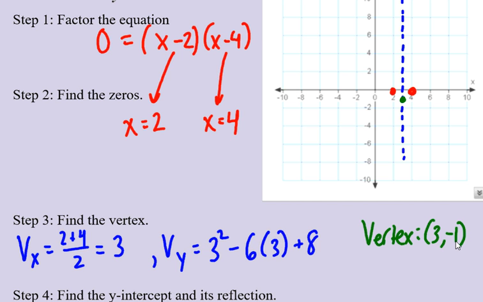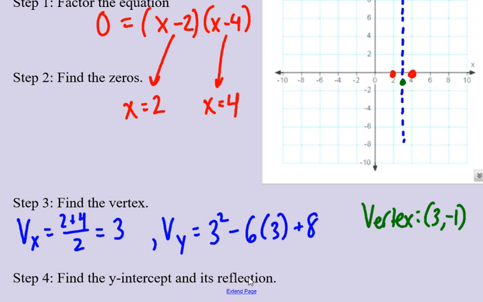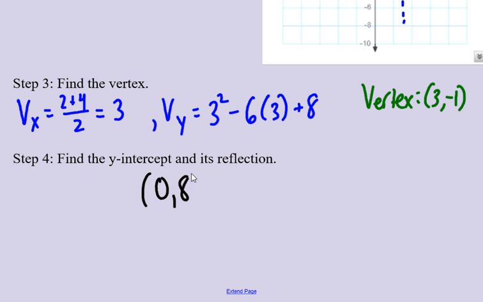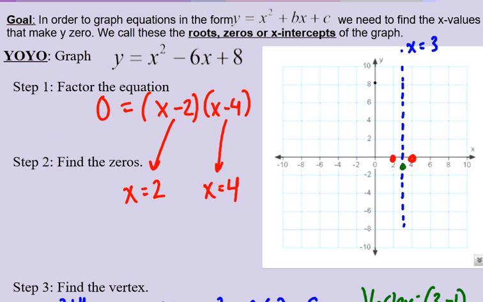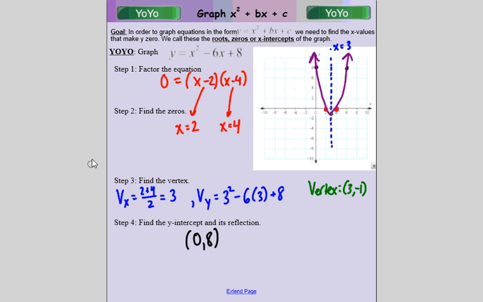And then your y-intercept is at positive 8, so (0, 8) up here. Mirror image would be right there, and then sketch it in. It should have looked like that when you did it for yourself. There you go. That's what you should have got.